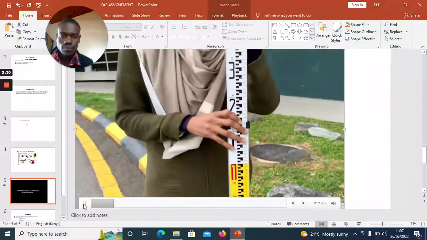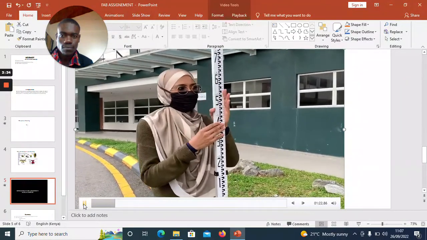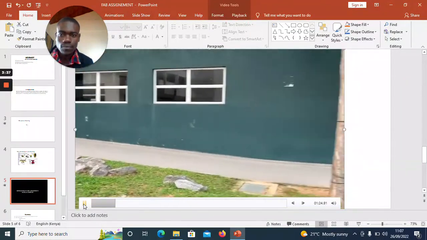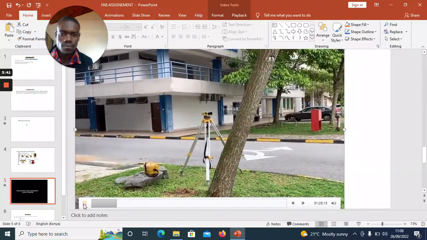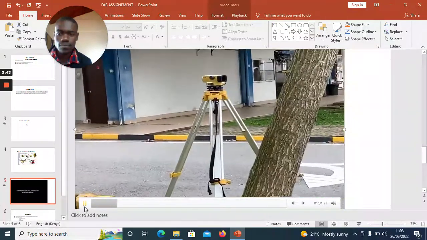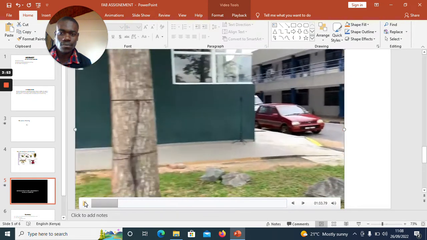Then what we are going to do is, we are going to place the staff to our outer level over there. Okay? Then the outer level will read this position as our back side. This will be the first reading. This is the instrument, the DMP level. So I think you can see it well. The DMP level. From the outer level set up.